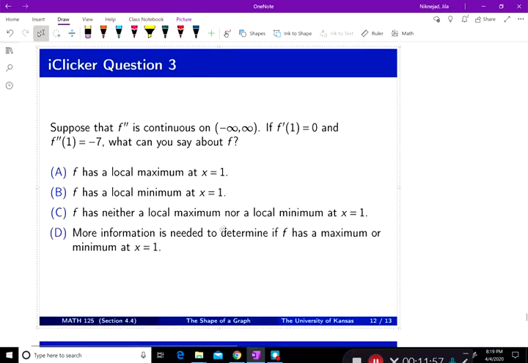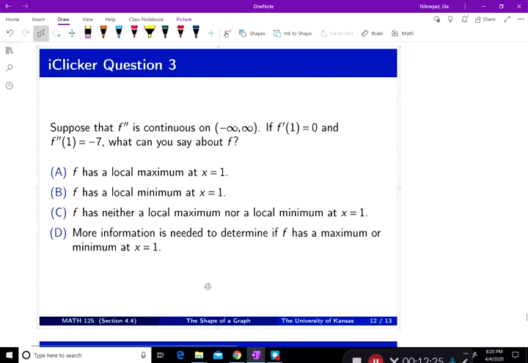Now let's move on to iClicker question 3 in this section. In section 4.4, suppose that f double prime is continuous on negative infinity to infinity. If f prime of 1 is equal to 0 and f double prime of 1 is equal to negative 7, what can you say about f? Take a quick pause, figure it out, and come back and see my answer.